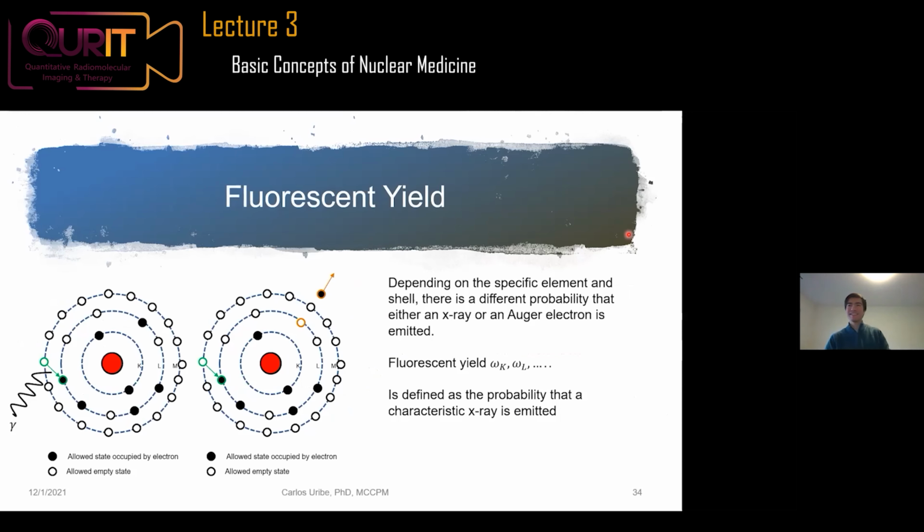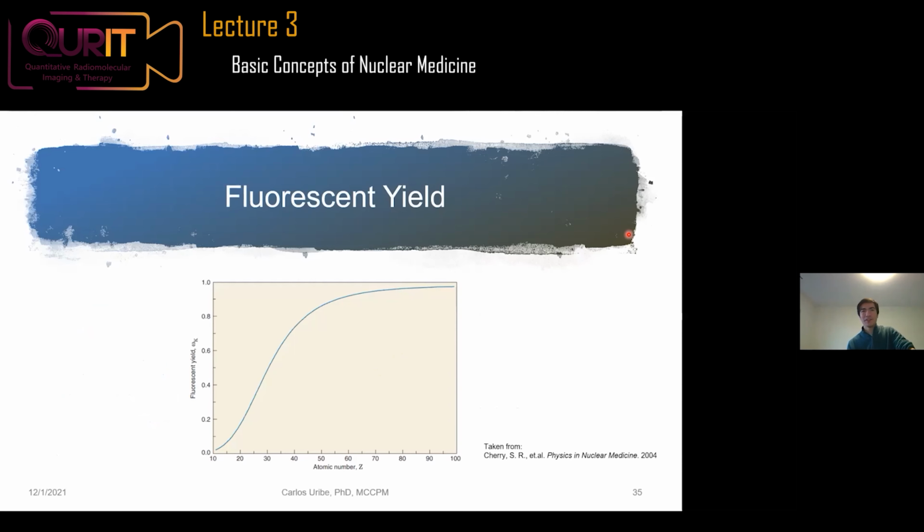They are competing processes, and it depends a little bit on the specific element and the shell. The probability of whether an X-ray or an Auger electron is emitted is related to what we call the fluorescent yield. The fluorescent yield is the probability that, when you have these events, you actually end up emitting a characteristic X-ray. If you plot that, you'll see that the probability of getting an X-ray instead of an Auger electron goes higher as you increase the number of protons in an atom.